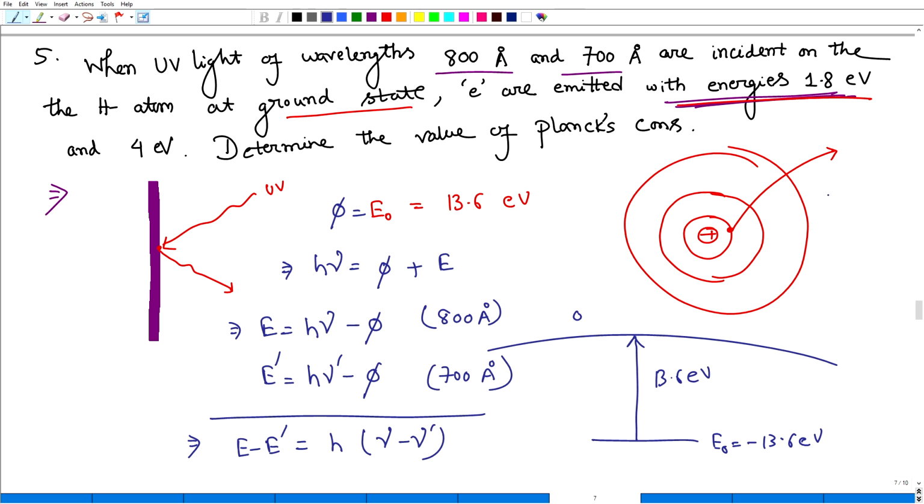E is 1.8 electron volt and E prime essentially is 4 electron volt. So let me change the sign. Taking minus common, it will be 4 minus 1.8, that means 2.2 electron volt equals h into nu prime minus nu. Nu prime we have to calculate. Okay, nu prime we have to calculate.